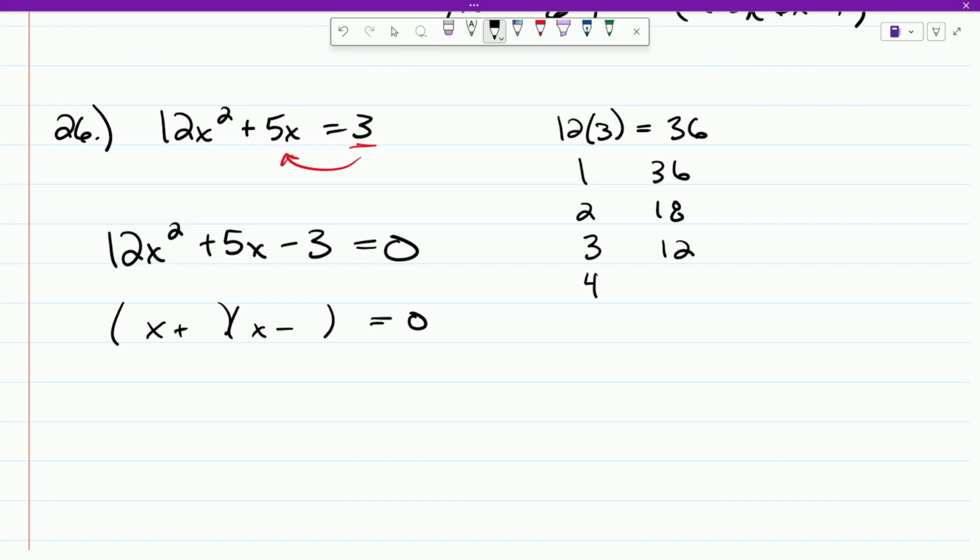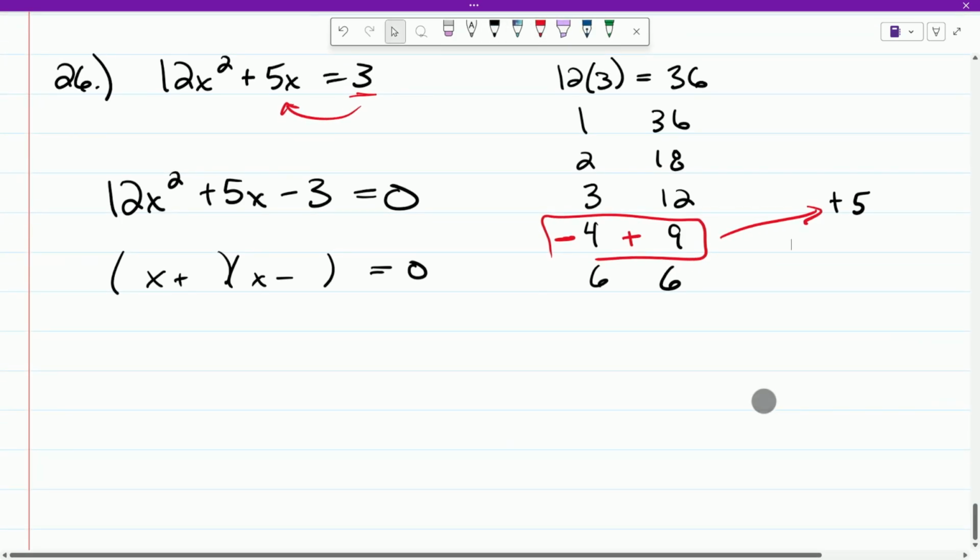Let's see here, 4 and 9, 6 and 6. I need the pair to give me positive 5. One of the numbers is positive, the other number is negative. The only way to get that is going to be right here. Negative 4 plus 9 is going to be positive 5.